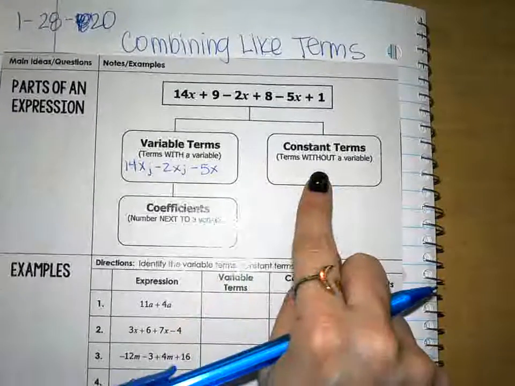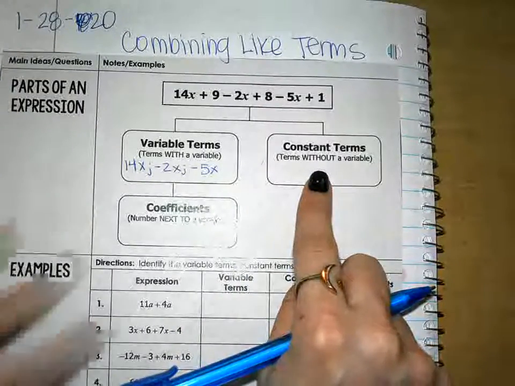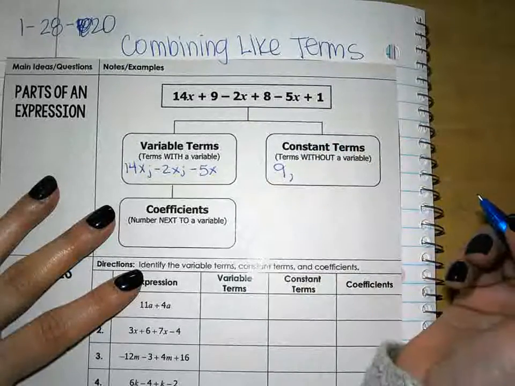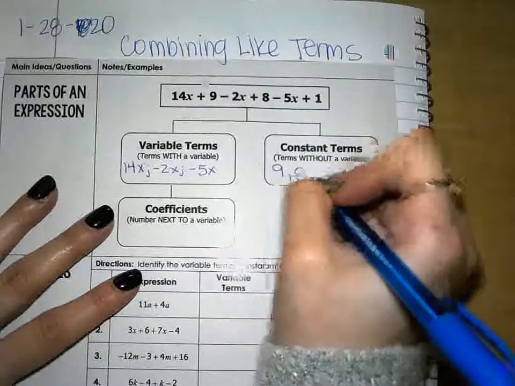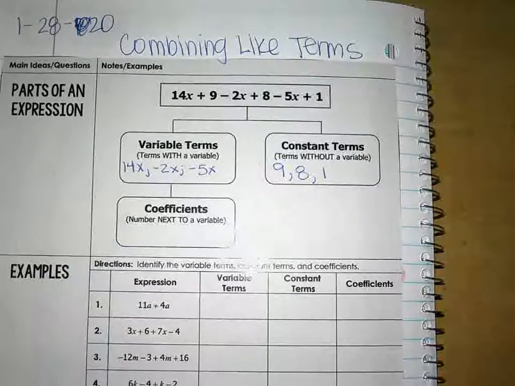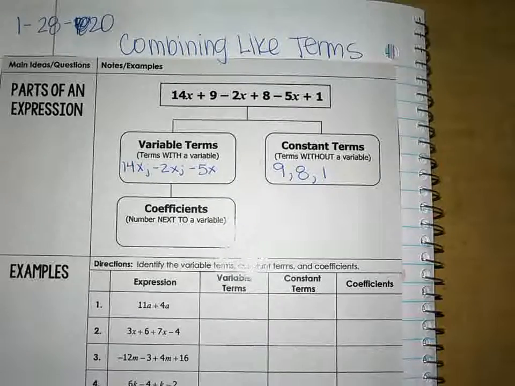Okay, so then constant terms, terms without a variable. Kansas, give me one. 9. Autumn, give me another. 8. Max? 1. Does that make sense, the difference between the two?